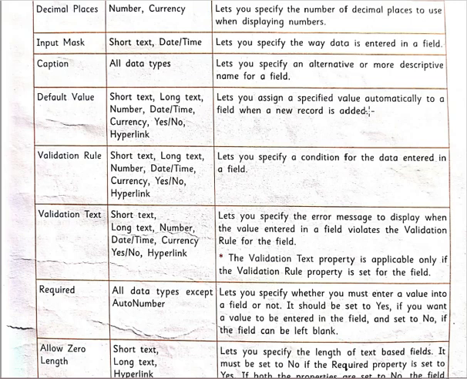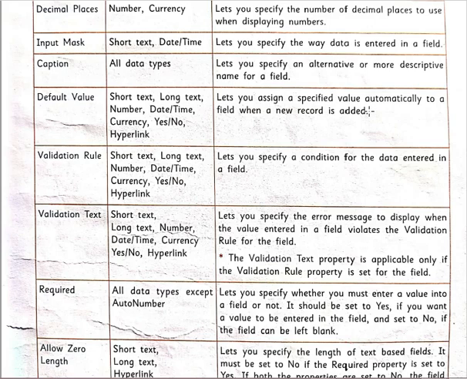Fine. Next is our validation text. It lets us specify the error message to display when the value entered in a field violates the validation rule. Suppose in the validation rule, you have entered some invalid number that violates the rule. Then it will display a message, something like: the value violates the field rule.